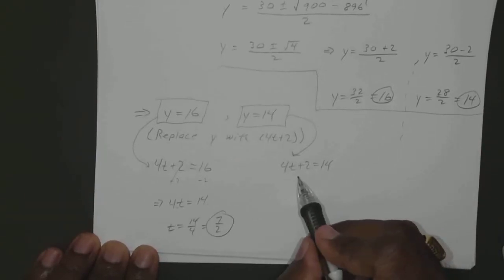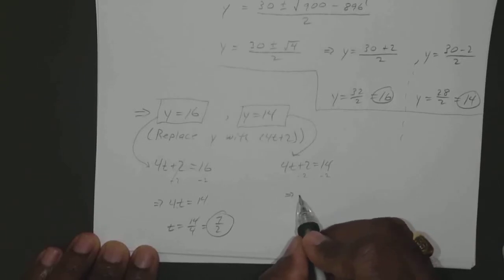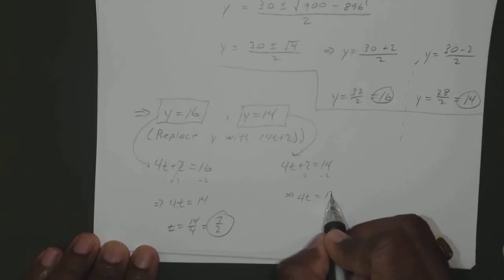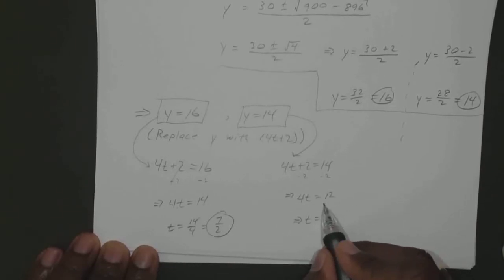Okay, and here we subtract 2 from both sides. We end up with 4t equals 12. Divide both sides by 4. We have t equals 12 over 4, which is 3.